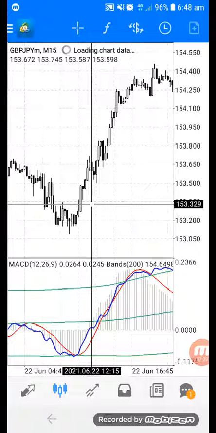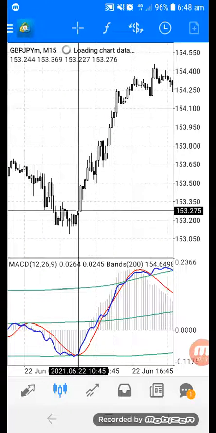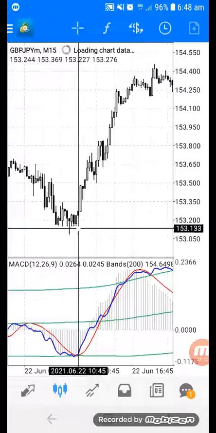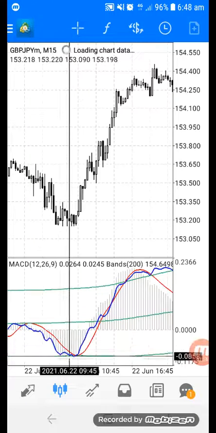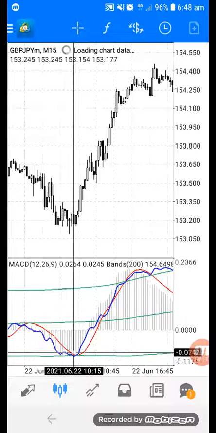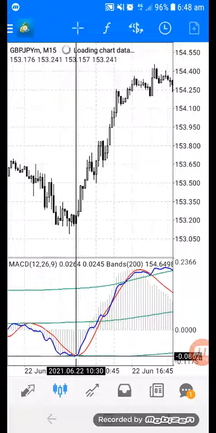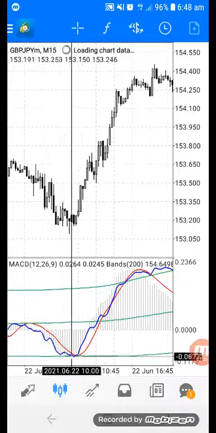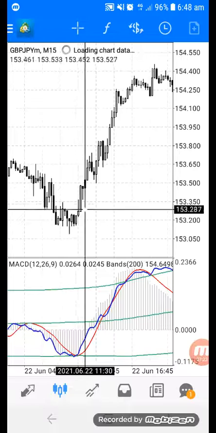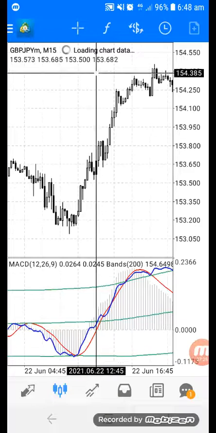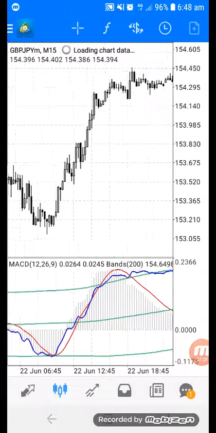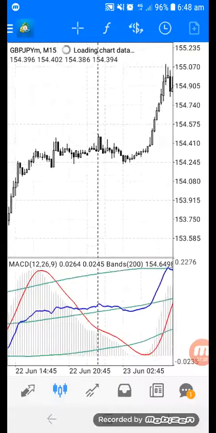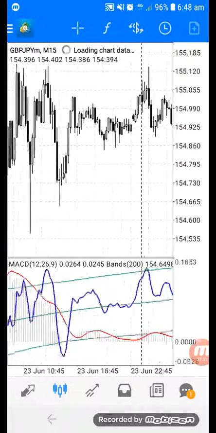So again, back to this strategy. As you can see, the red line touched the lower Bollinger Band here, and also we have a moving average crossover here, and then our nice entry all the way up. So this is it, guys.